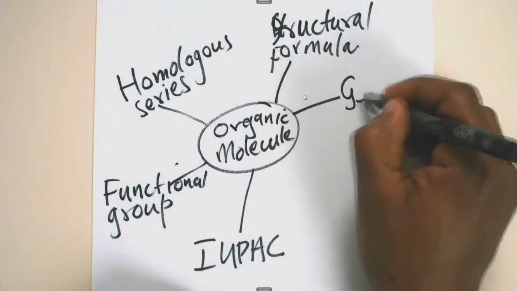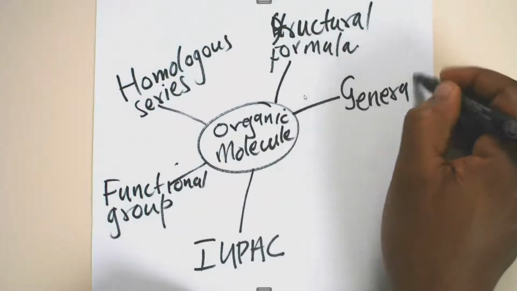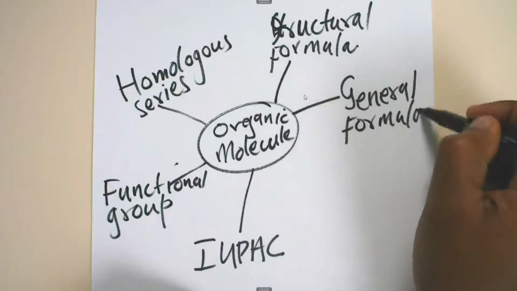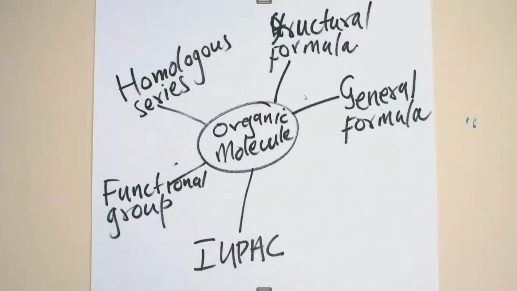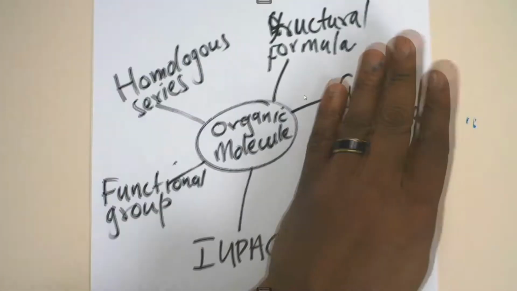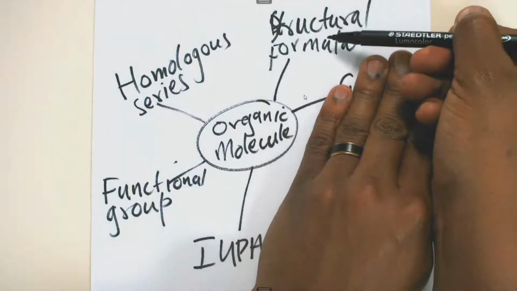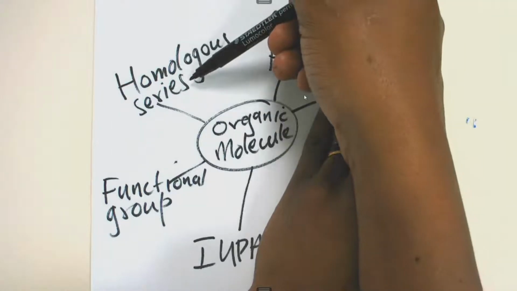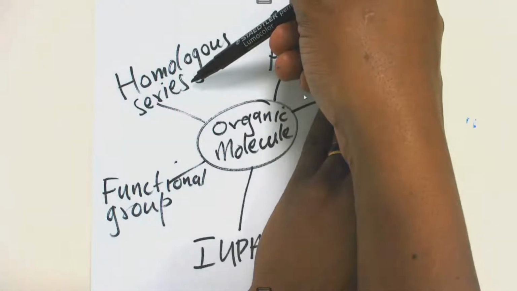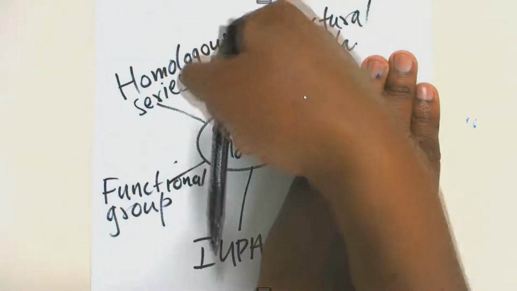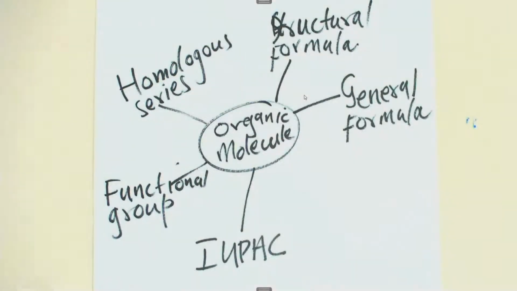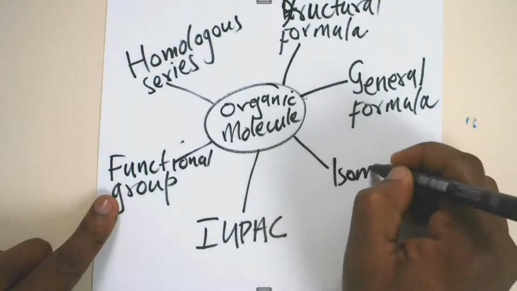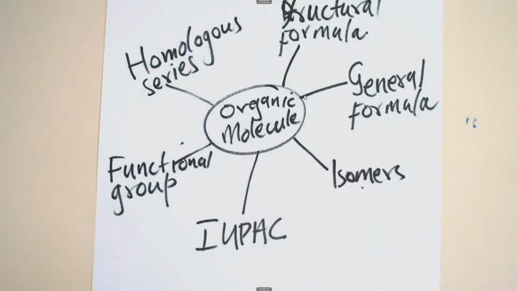The other one there, which is a pillar, is the general formula. So from the given general formula, am I able to give now the structural formula? Can I draw from the general formula? Can I say anything that has to do with the homologous series, functional group, as well as the IUPAC name? Therefore, the last one I can say should be now isomers.